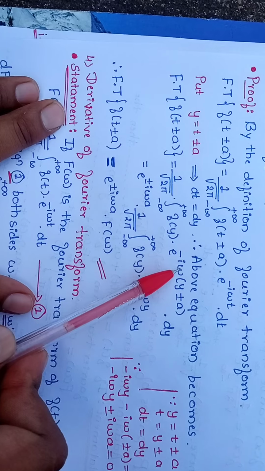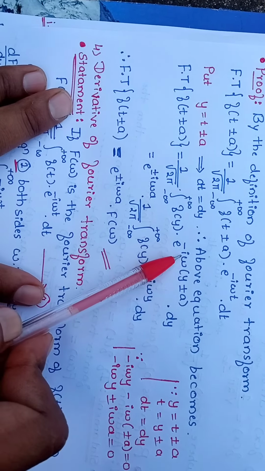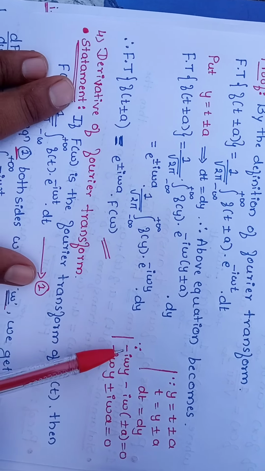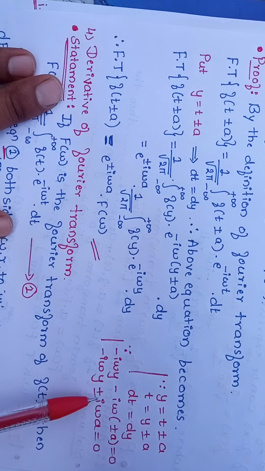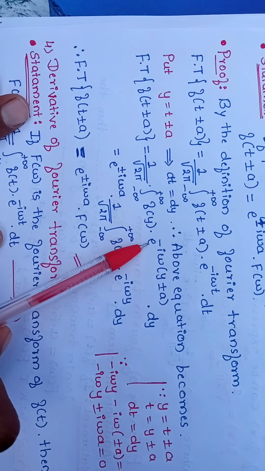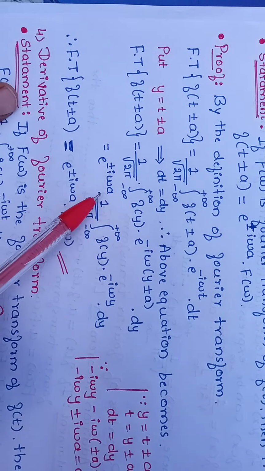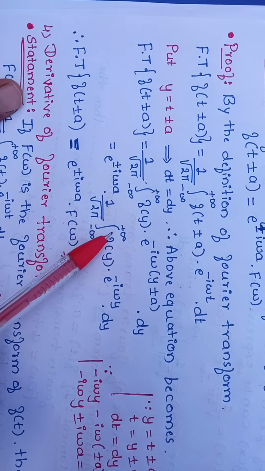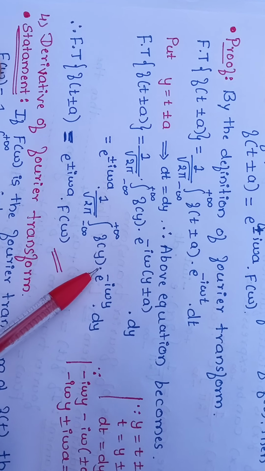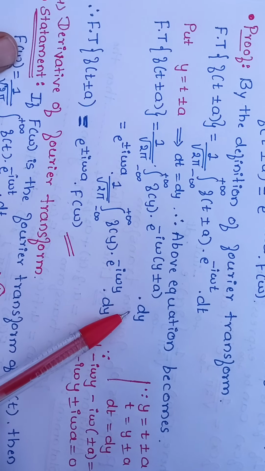e raised to minus i omega into y plus or minus a is there. How do you write this one? Minus i omega y, minus i omega times plus or minus a. That is minus i omega y plus or minus i omega a. It means you take e raised to plus or minus i omega a outside, and the remaining term is 1 divided by square root of 2 pi, integration from minus infinity to plus infinity, f of y into e raised to minus i omega y into dy.